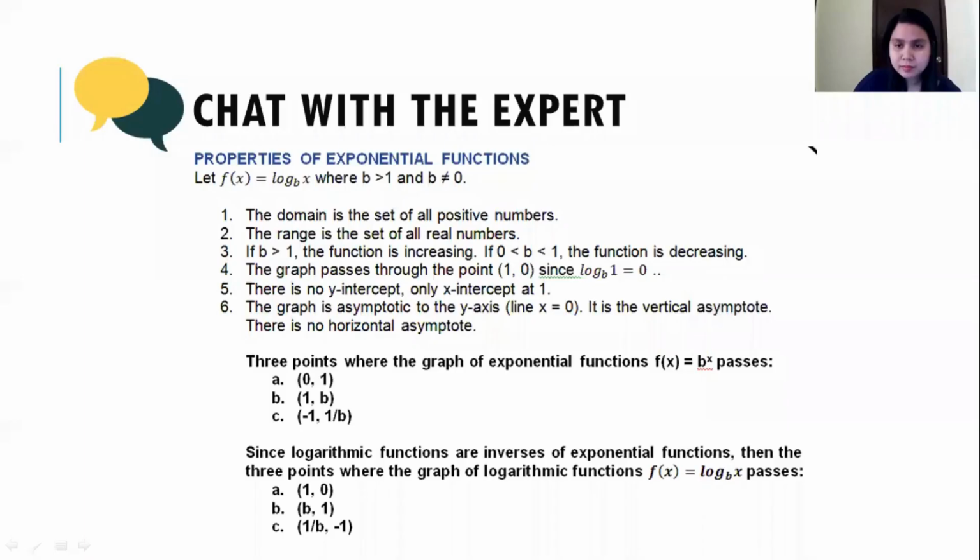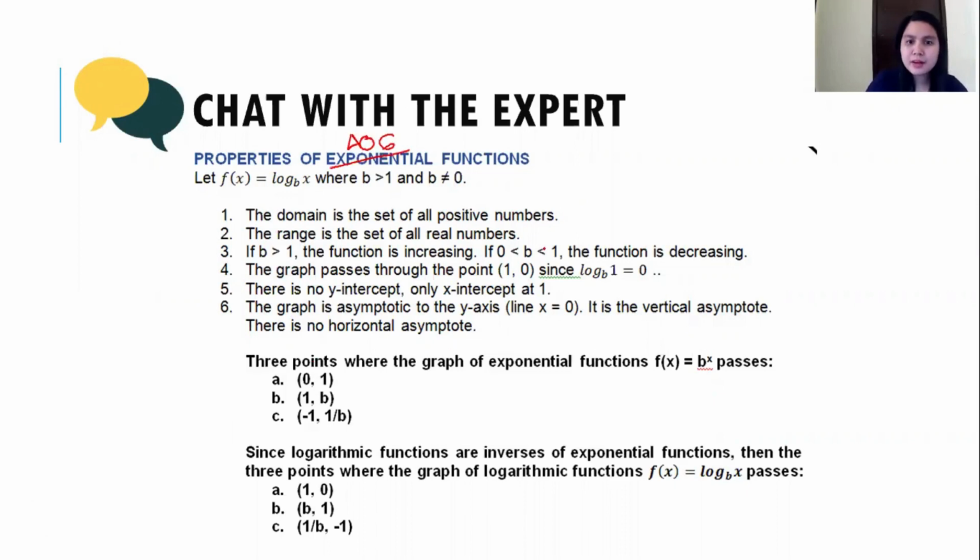Oops. Let's continue with the properties of logarithmic functions. So let me edit it first.